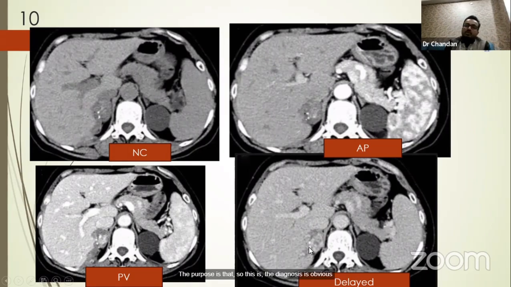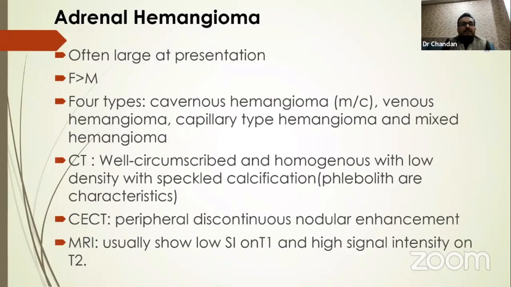The diagnosis is obvious, and it looks like a hemangioma, because it shows progressive filling in the arterial phase, venous phase, and delayed phase. So it is a case of adrenal hemangioma.